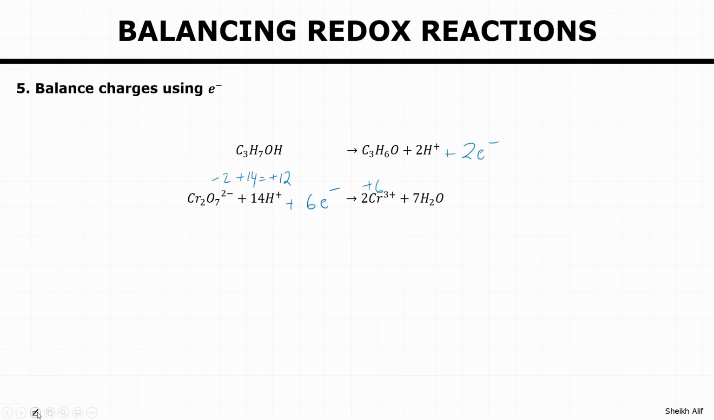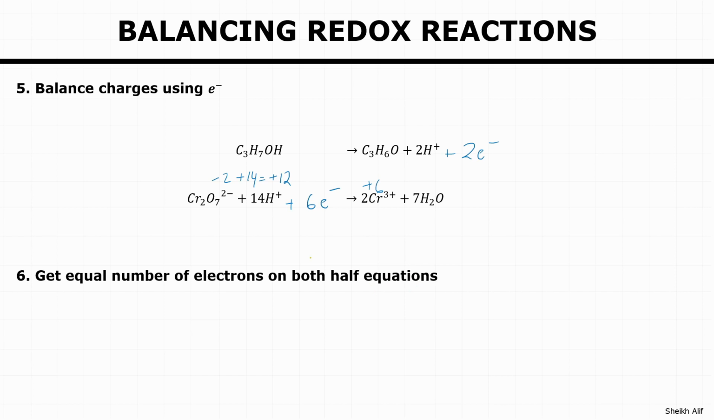And now I guess the final steps would be to make all this come together. Add these all up into one final equation. But before we can do that, we need to get an equal number of electrons on both half reactions. Remember, in our final redox reaction, we're not allowed to have electrons.